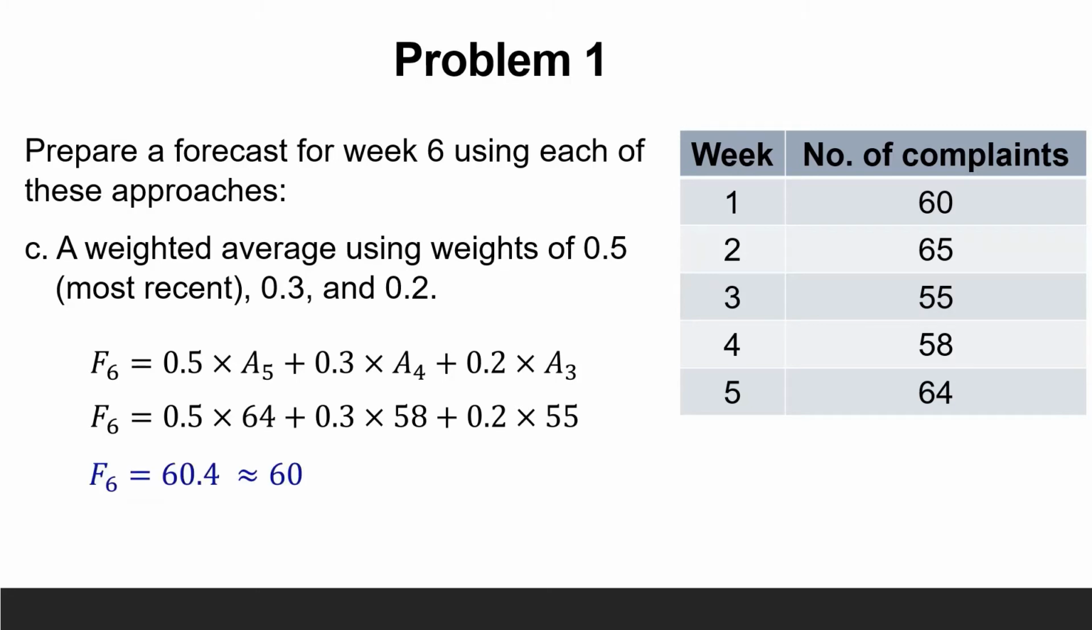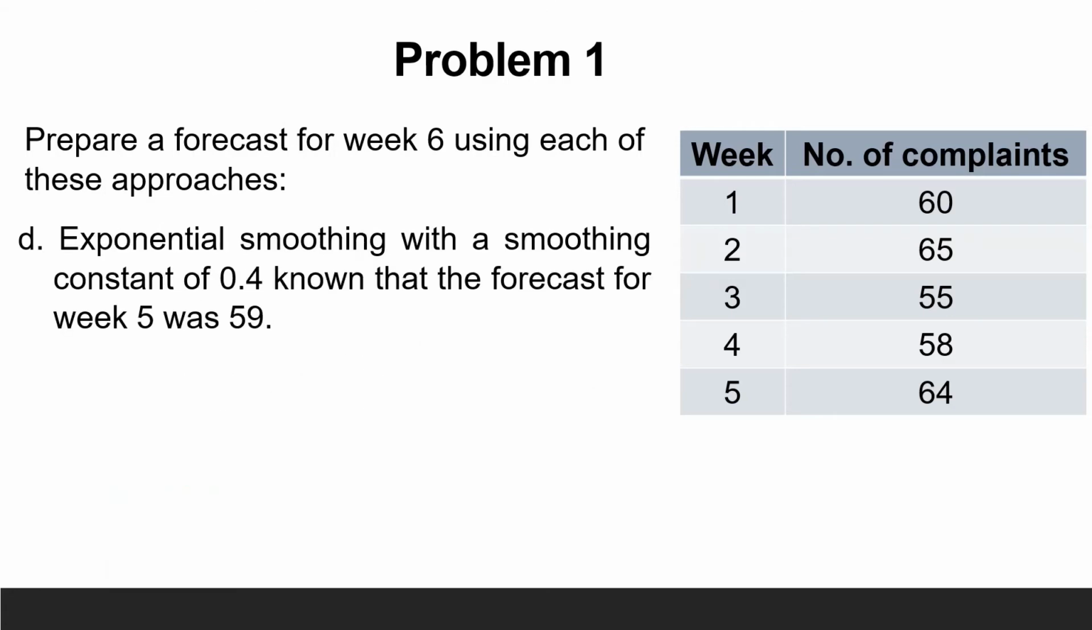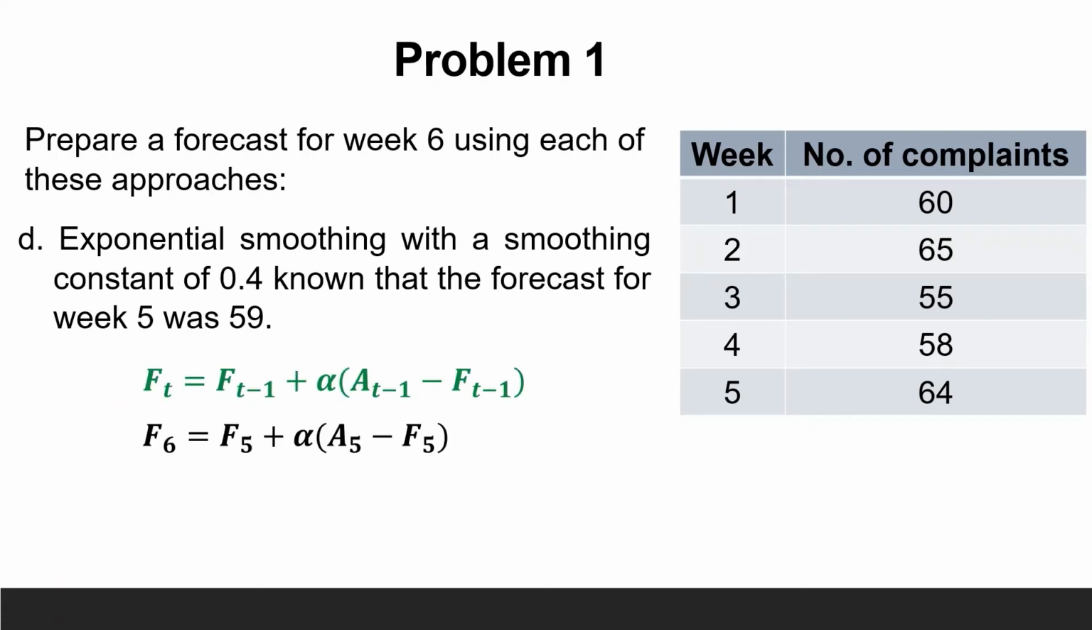The last requirement is to calculate the forecast for week 6 using exponential smoothing with a smoothing constant of 0.4, known that the forecast for week 5 was 59. Applying the exponential smoothing equation, F6 equals F5 plus alpha multiplied by A5 minus F5. This equals 59 plus 0.4 multiplied by 64 minus 59. This equals 61. Let us solve another problem.